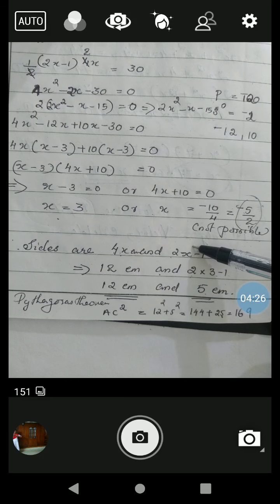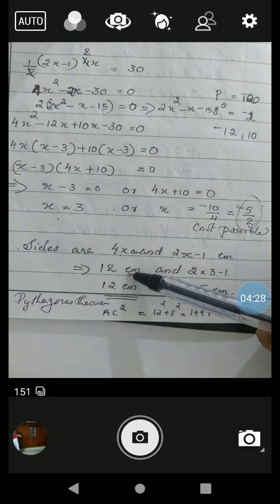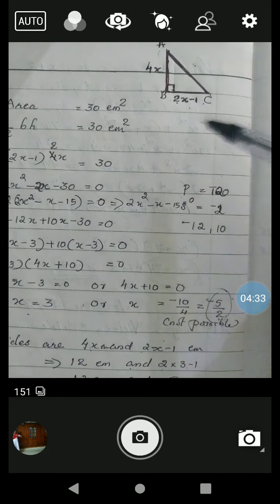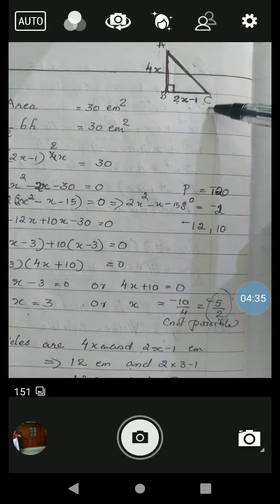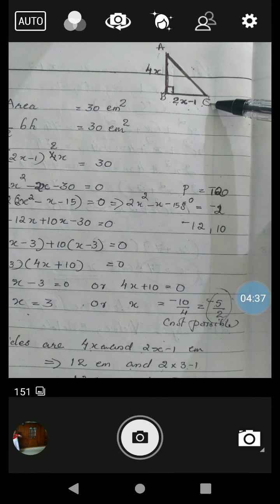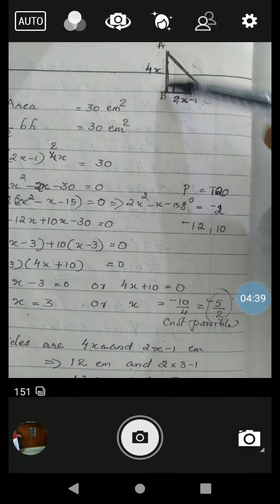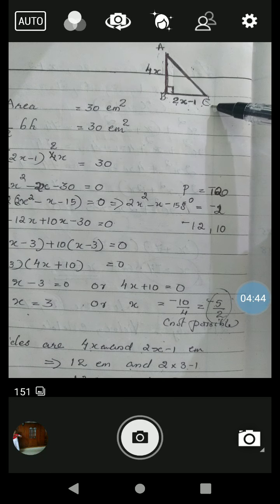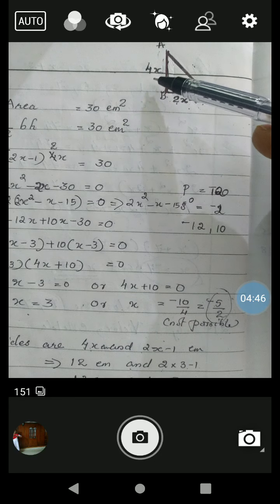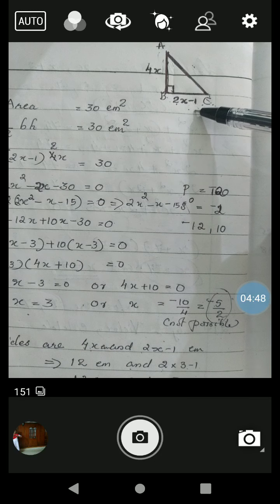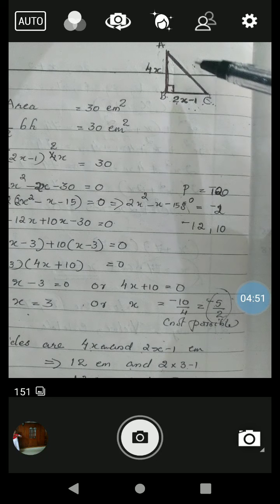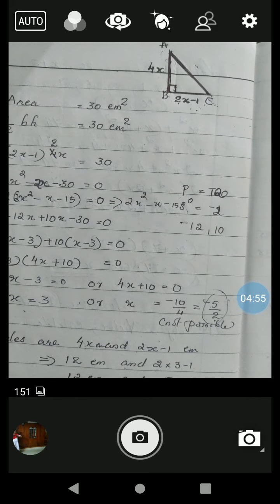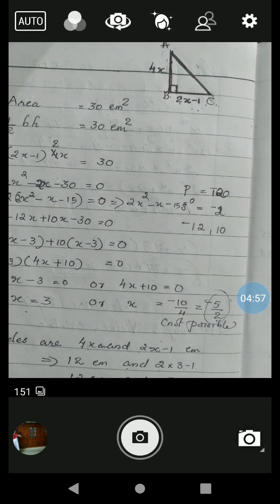4x and 2x minus 1. X is equal to 3. Therefore, substitute that value here. And we can find the hypotenuse also. How? Just apply Pythagoras theorem. That is AB the whole square plus BC the whole square is equal to AC the whole square. That is 4x the whole square plus 2x minus 1 the whole square is equal to AC square. Solve that equation by yourself.